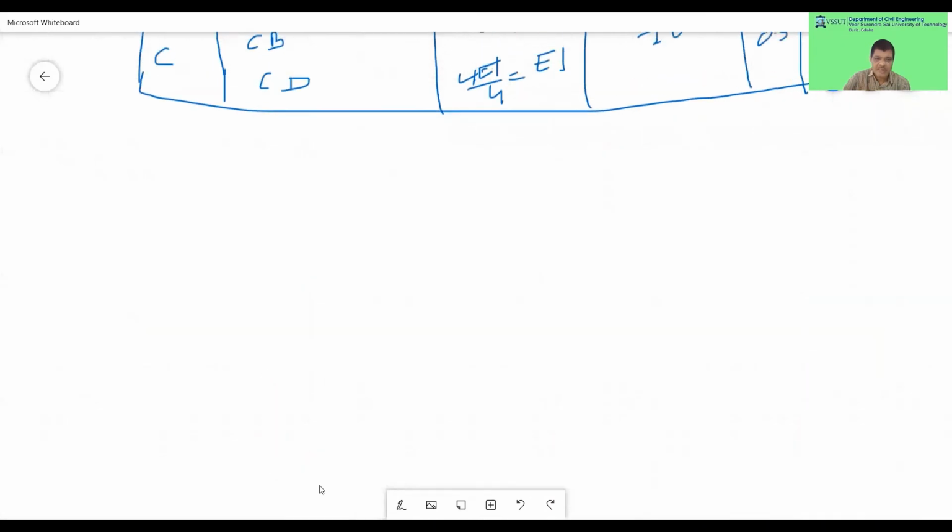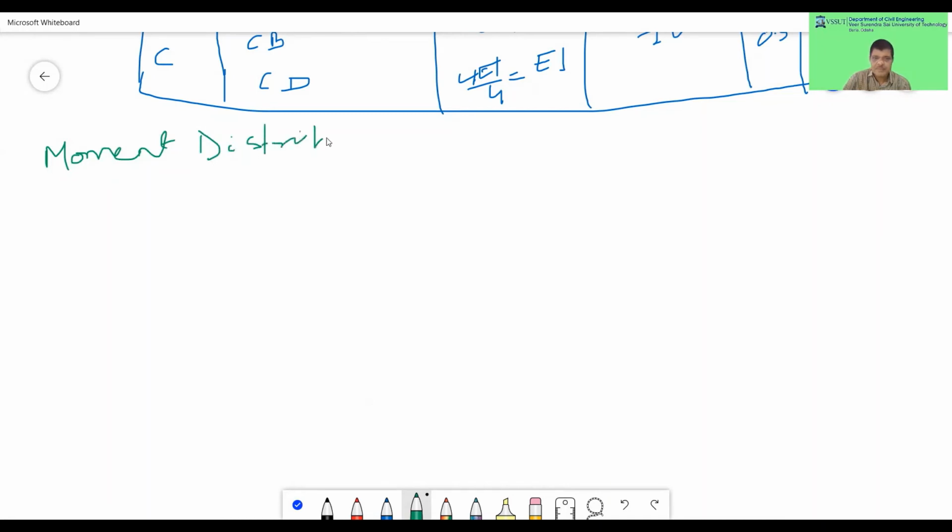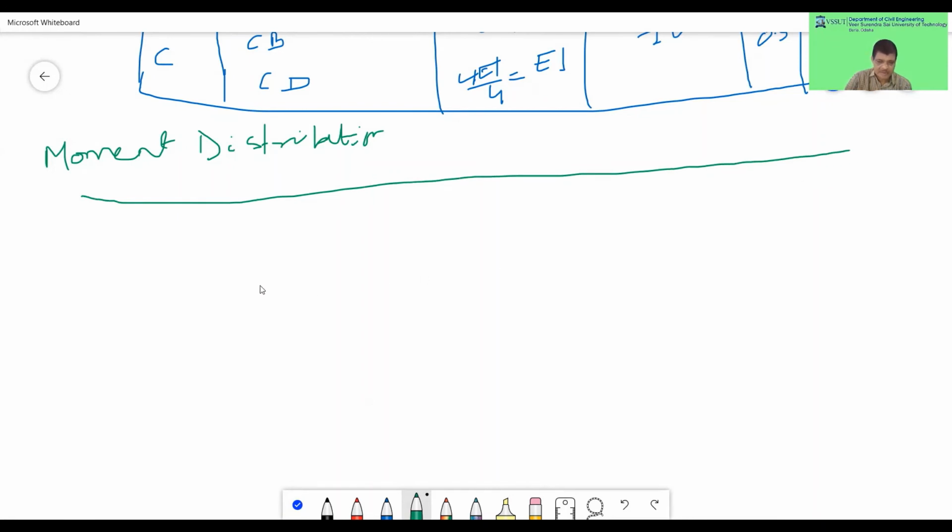Now let us come to the moment distribution table. I will come to the moment distribution table now. The moment distribution table will be similar because both sides are the same. You will find similar things will come. So you have the joint A, joint B, joint C, and joint D.